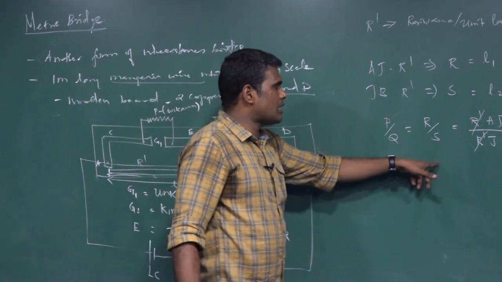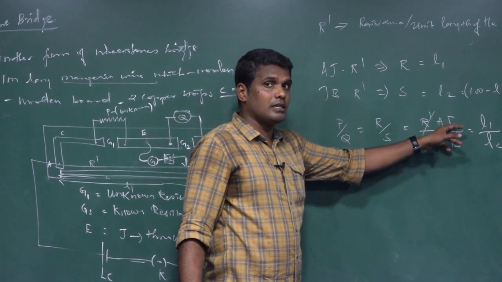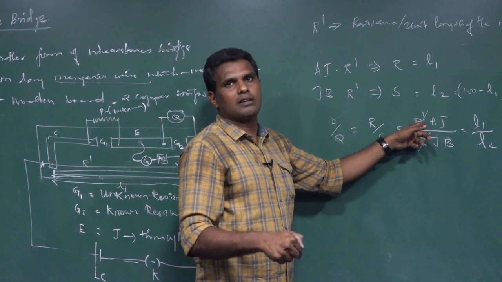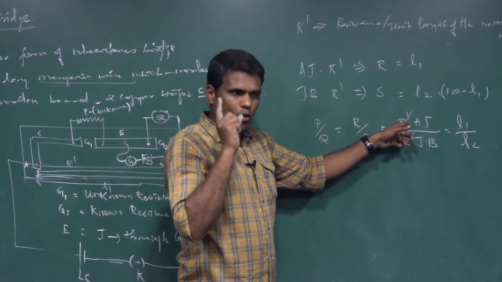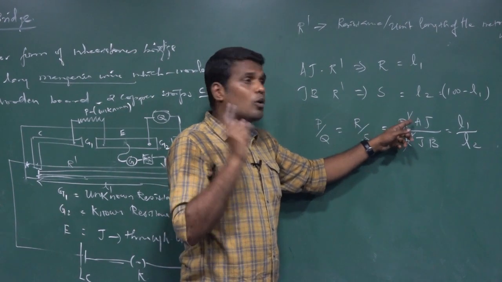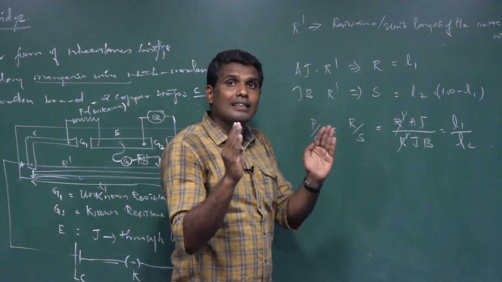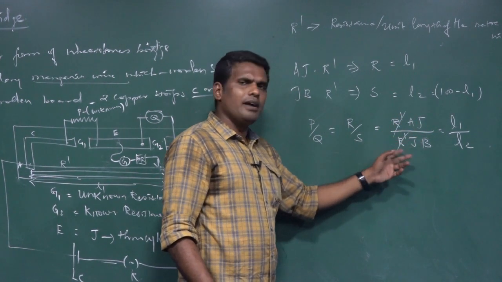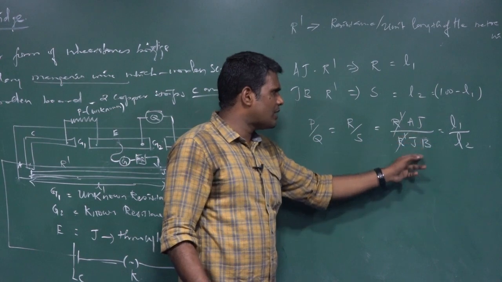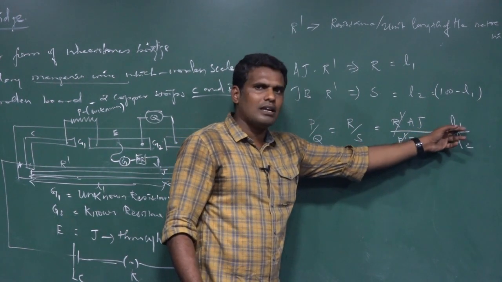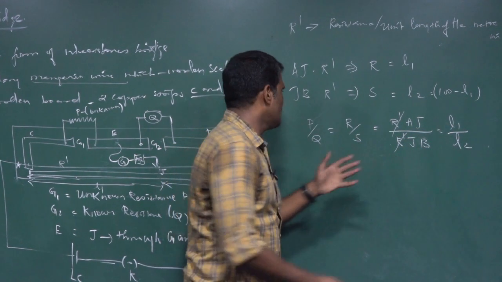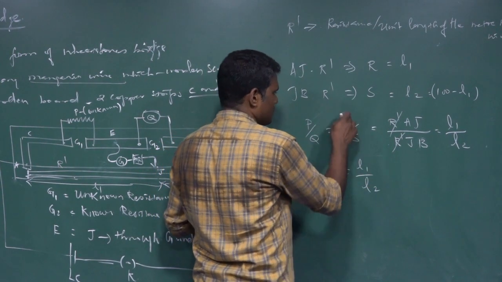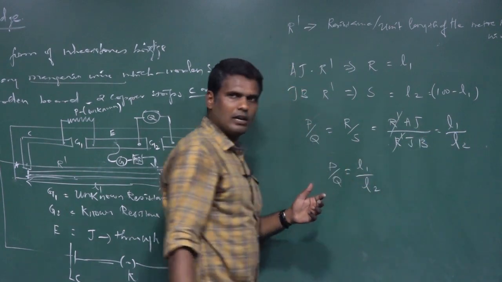So P by Q equals R by S, which is R prime into AJ. As I've told you earlier, R prime is the resistance per unit length of the wire. Unit length is 1 meter. For 1 meter length, the resistance is R prime. So the resistance for the length AJ is R prime into AJ, and for JB, R prime into JB. R prime gets cancelled out. AJ is said to have length L1 and JB is said to have length L2. So I can simply write P by Q equals L1 divided by L2. Instead of R and S, I have L1 and L2.